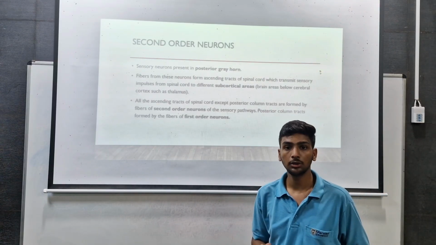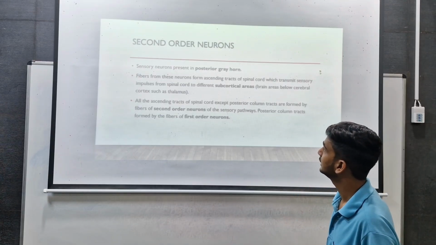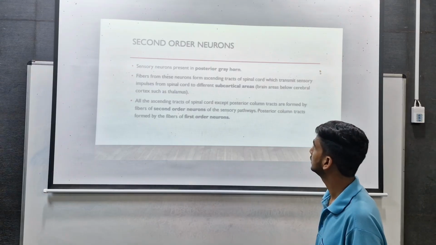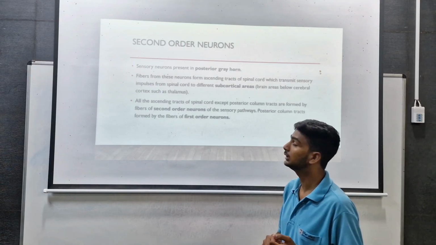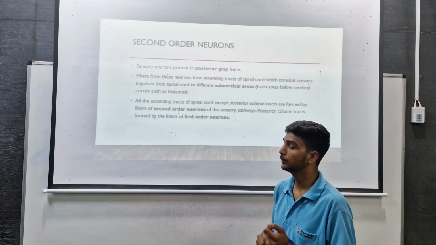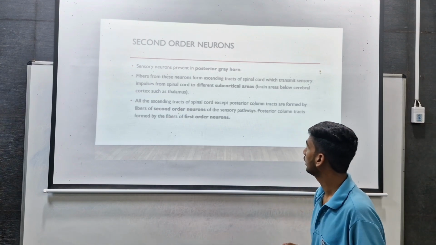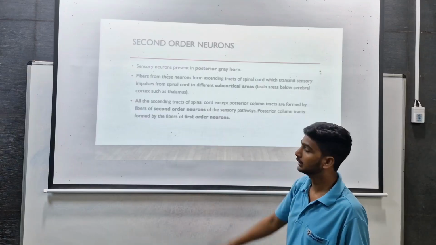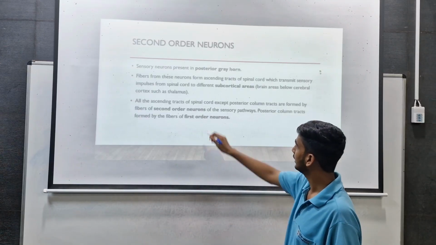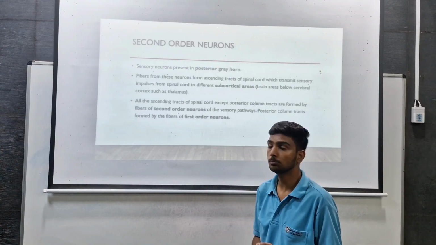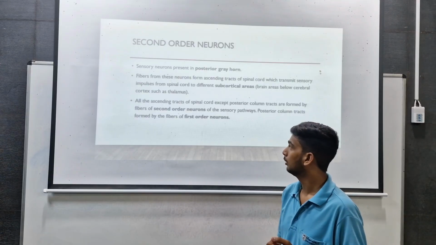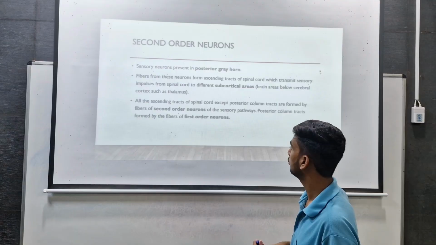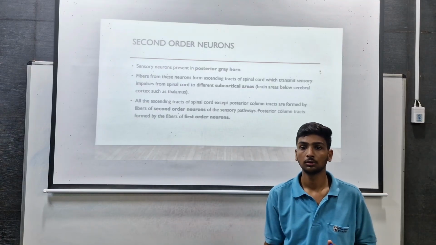Now the second order neuron. The second order neuron carries the sensory impulses to the neurons present in the posterior gray horn. Fibers from these neurons form ascending tracts of the spinal cord which transmit sensory impulses from the spinal cord to different subcortical areas. What are the subcortical areas? They are brain areas below the cerebral cortex, such as the thalamus. So all the ascending tracts of the spinal cord except the posterior column tracts are formed by fibers of second order neurons of the sensory pathway. The posterior column tracts are formed by the fibers of first order neurons.